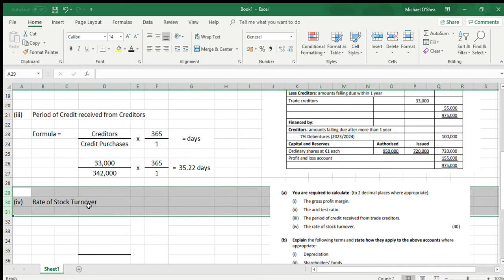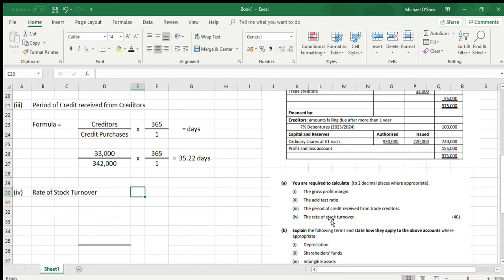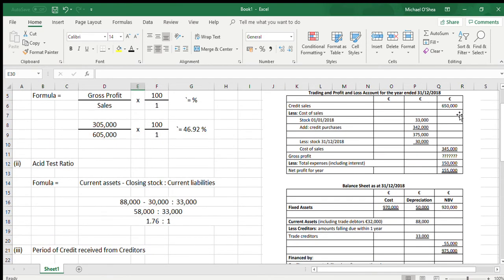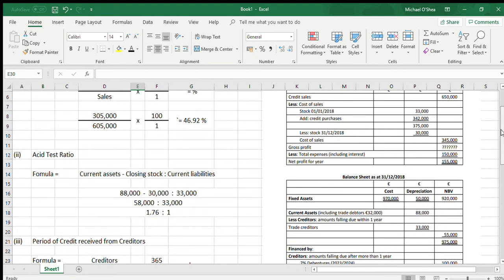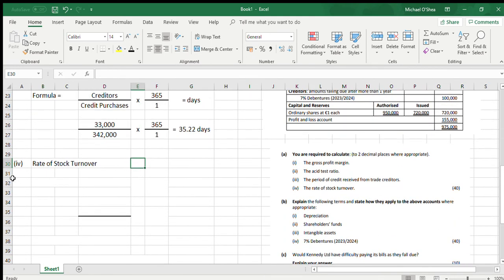Next thing, rate of stock turnover. So that's the fourth thing. It's the last thing for part A that we're required to get. Basically, how many times do I need to buy my stock in a year? So if I'm selling 650,000, how many times do I need to go about purchasing my new stock in order to fulfill those sales?